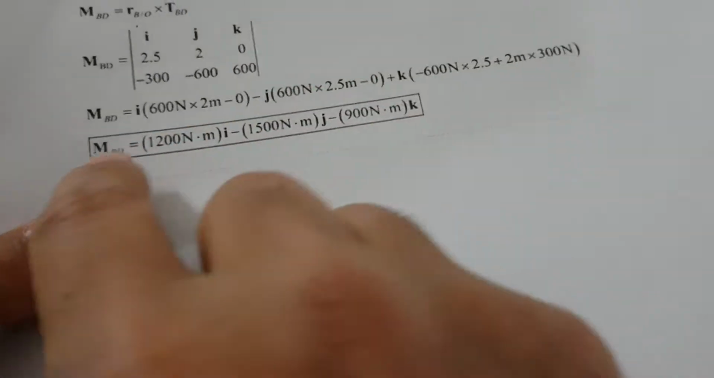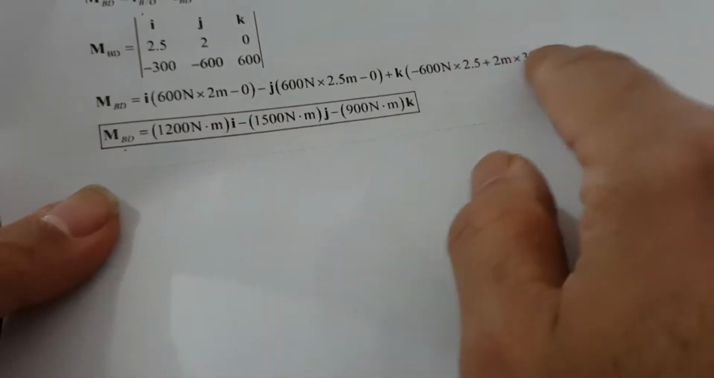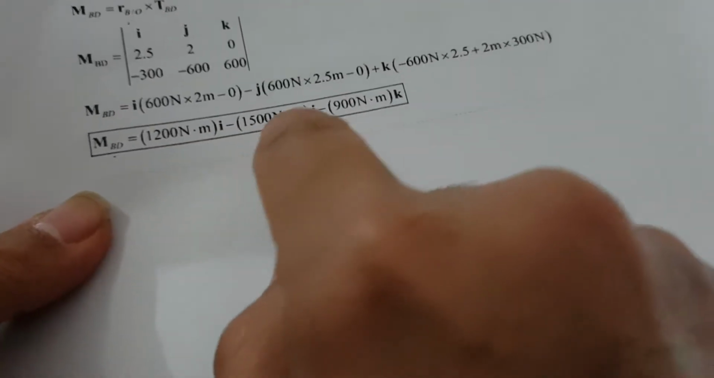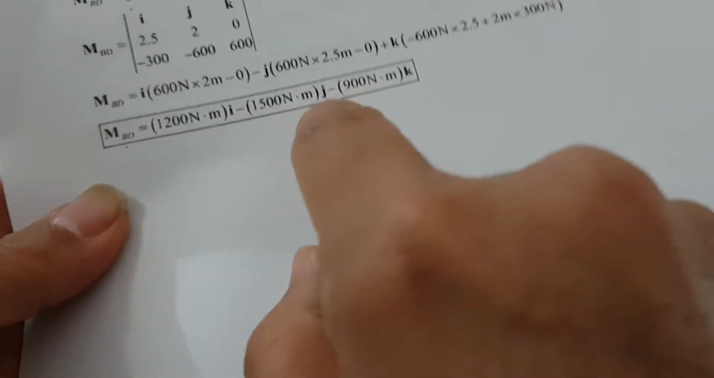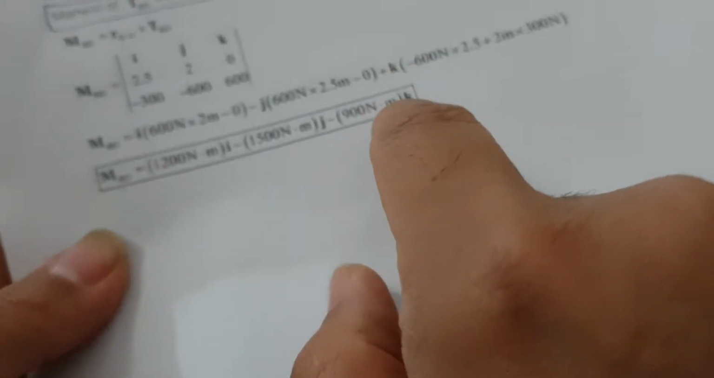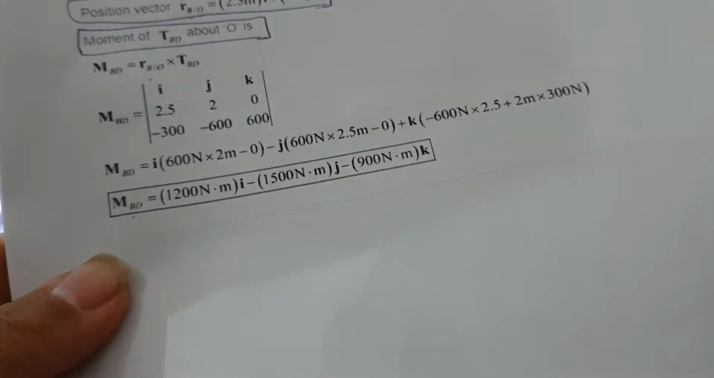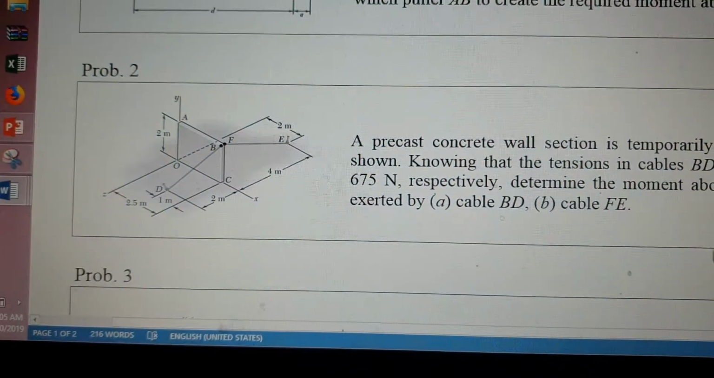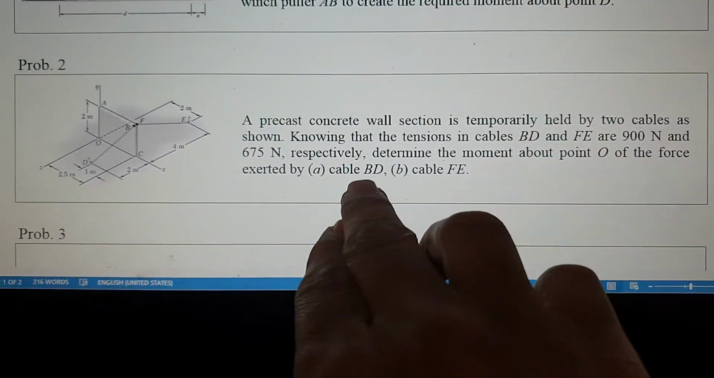So the moment of BD around point O, once you resolve the whole thing, is equal to 1200 I minus 1500 J minus 900 K. Of course, the unit is Newton meter. This is the unit of moment. So this is the first thing: this is the moment about point O of cable BD.